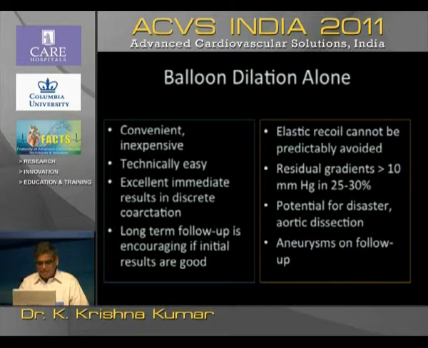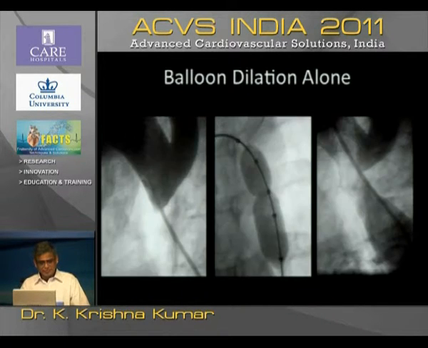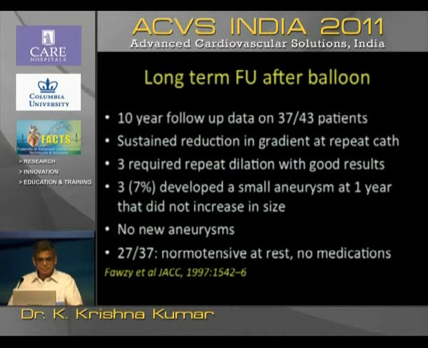Aneurysms have been described on follow-up, but I have got some good data on follow-up. So here's an example, a discrete coarctation almost amounting to interruption, treated with balloon, and you have a pretty good result. It doesn't look as pretty as a stent, but it's good enough. It eliminated the gradient in this particular case. And there's great data available, much better than for stents.